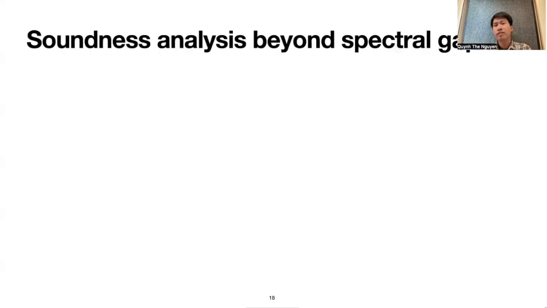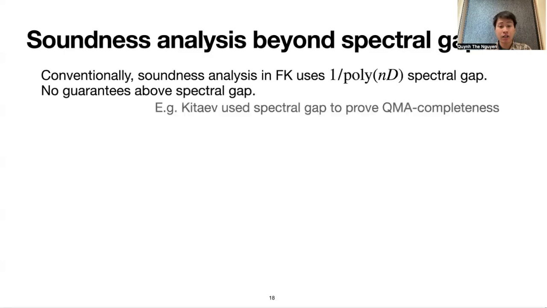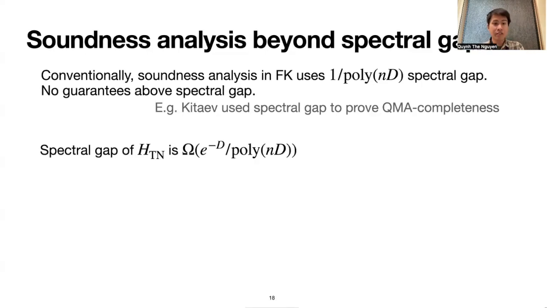So why do we want to have this kind of statement? The goal here is to have some soundness analysis beyond the spectral gap. Conventionally, the soundness analysis in the Feynman-Kitaev mapping uses the 1 over poly n spectral gap, and there are no guarantees known above the spectral gap of the Feynman-Kitaev Hamiltonian. For example, in Kitaev's proof, he used the spectral gap to prove QMA completeness. This is also what we did, as I described in the earlier slides. But here, as we saw earlier, the spectral gap of our Hamiltonian is exponential in depth.